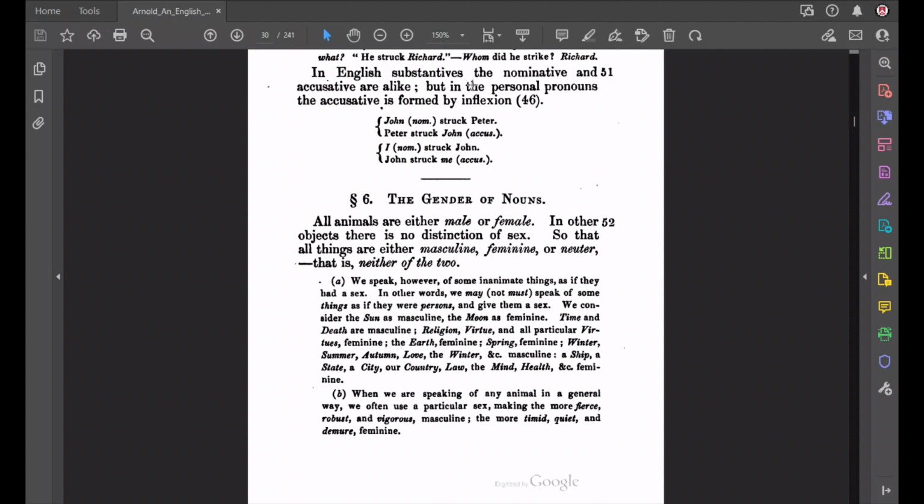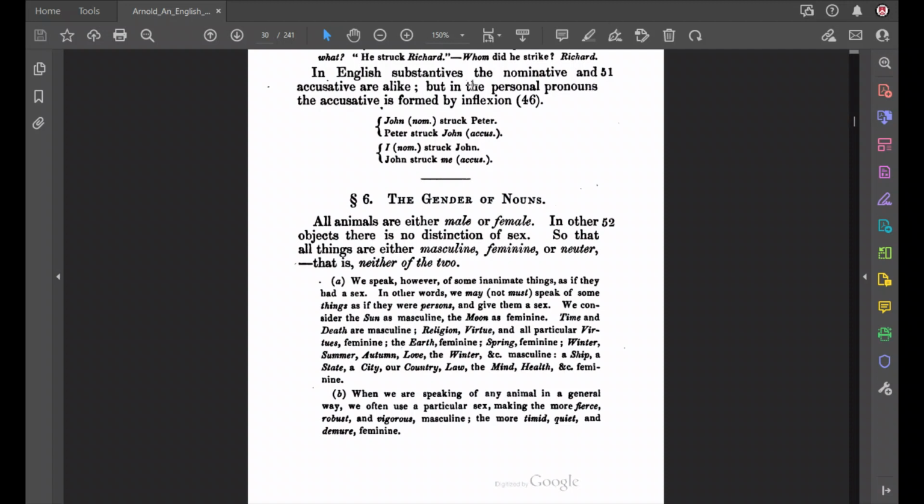Our textbook says, we speak of some inanimate things, and inanimate means non-living, as if they had a sex. In other words, we may speak of some things as if they were persons and give them a sex. And in language, this is called personification. Personification means to make a person out of something that actually isn't a person.